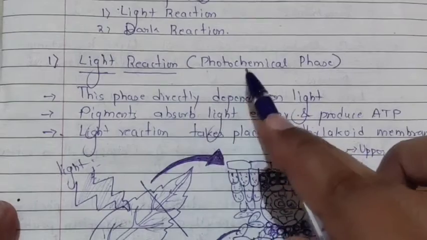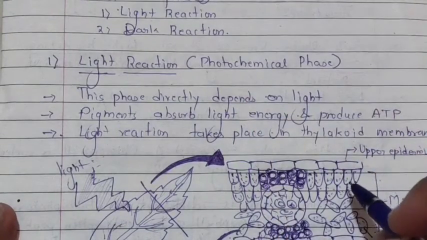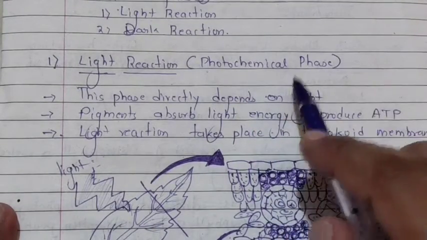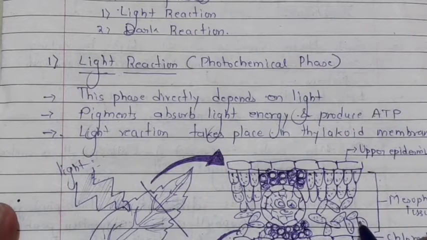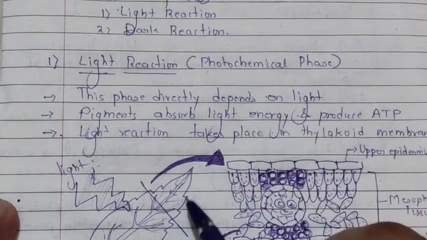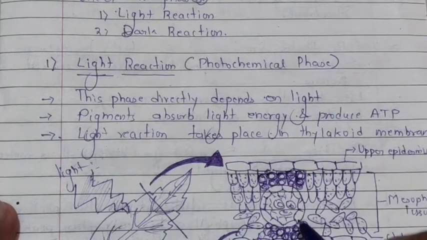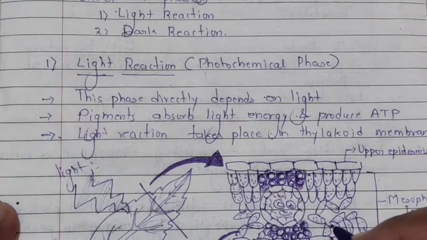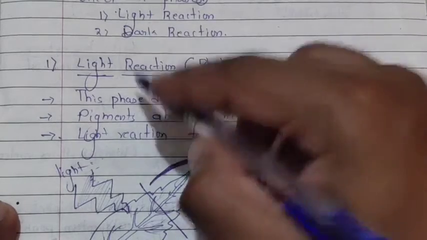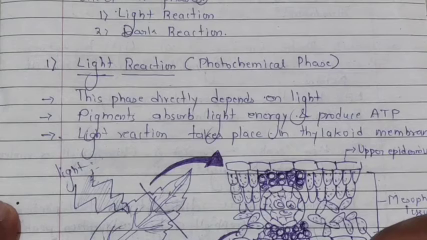Light reaction is also known as photochemical phase. Why is it called light reaction? Because this phase directly depends on light. There are different phases, and this particular phase, light reaction, depends directly on the light. So hence it is light reaction.